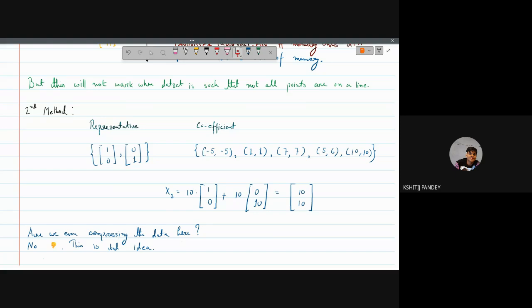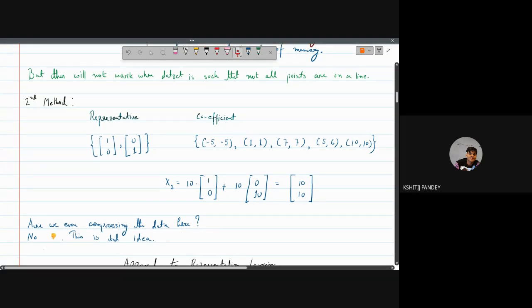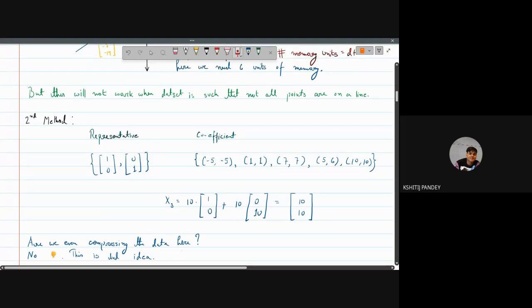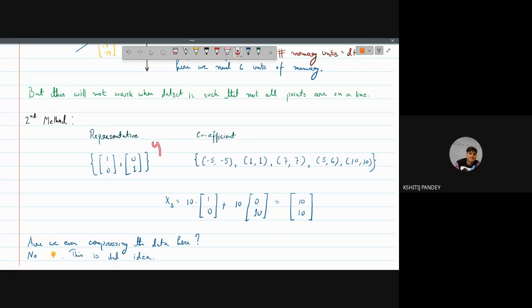So to reconstruct x3, let's say we have some x3 here. This is the pair for x3. You will multiply 10 with 1 0 and 10 with 0 1 to get back the original data point. But is this even helpful? Look how many units of memory we require here. 4 for this, and how many for this? 8 for this, right? Not 8, my bad. We have 5 data points, so this will be 10 units and this will be 4 units.